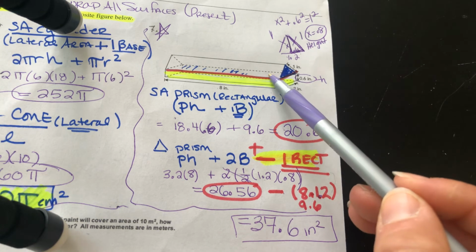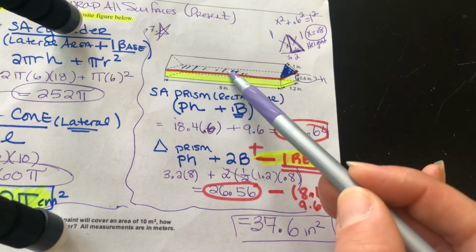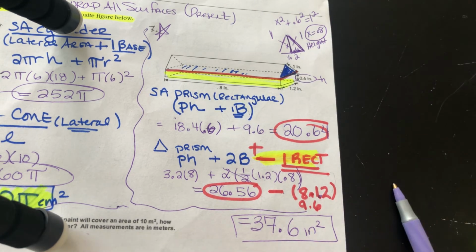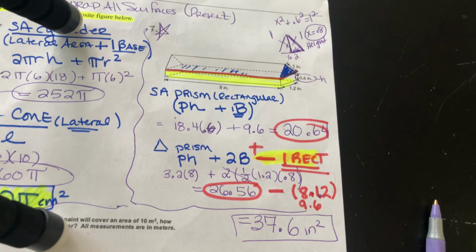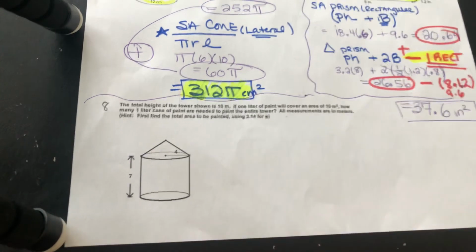However, you included this one rectangle here. I do not want this rectangle because it's on top of it. So I had to minus one of those rectangles out. Okay? Hopefully that makes sense. Those will be your harder problems. Here's our last problem, and then you guys are done for your lesson.